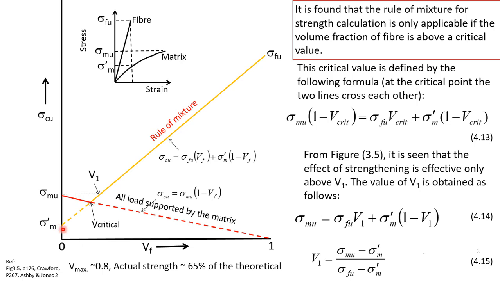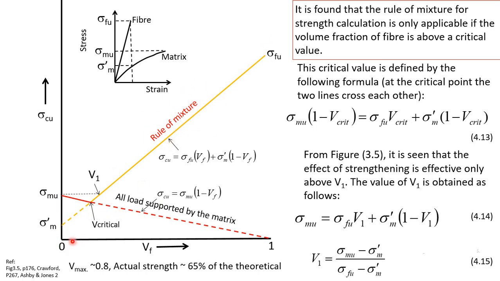So this will be given here because the volume fraction of fiber is 0 here. If we connect these two extreme values of the composite strength, we can see that there is a straight line, a linear relationship. This straight line shows the rule of mixture.